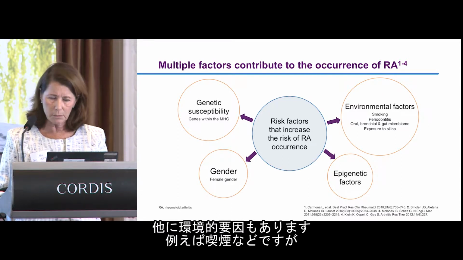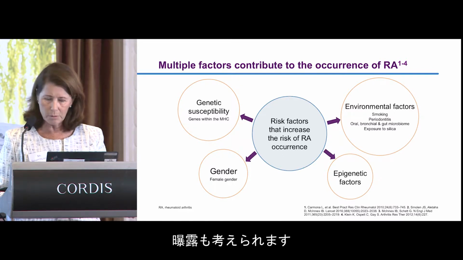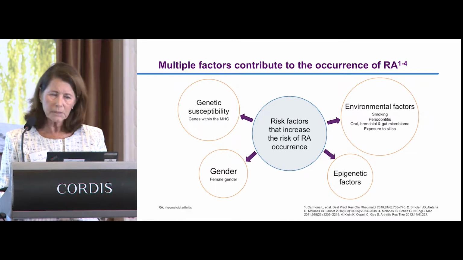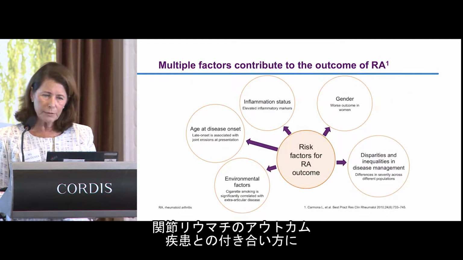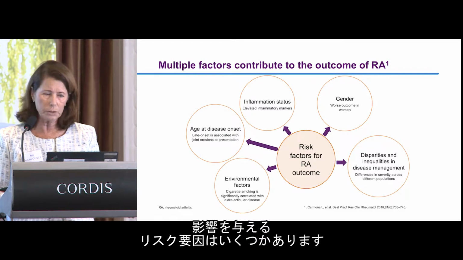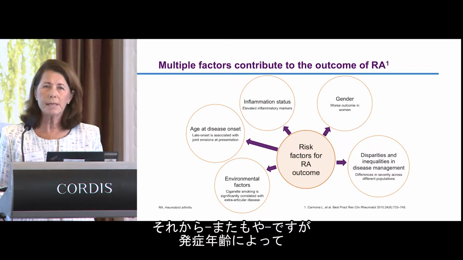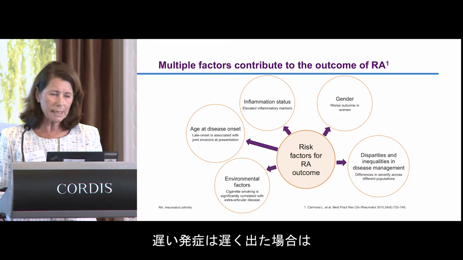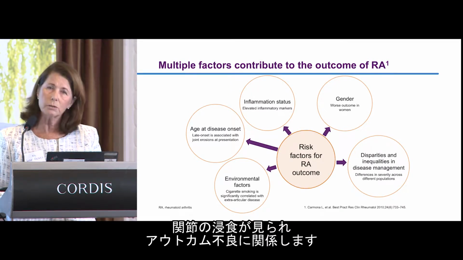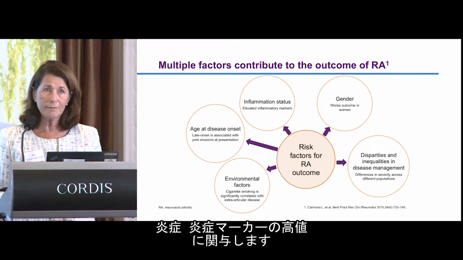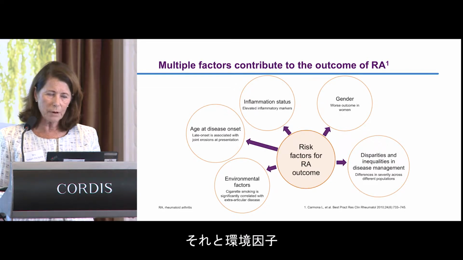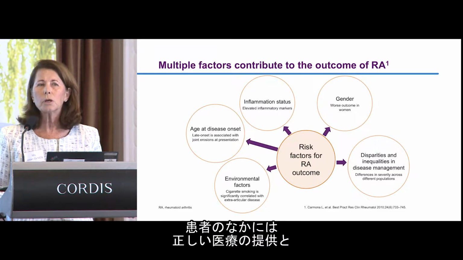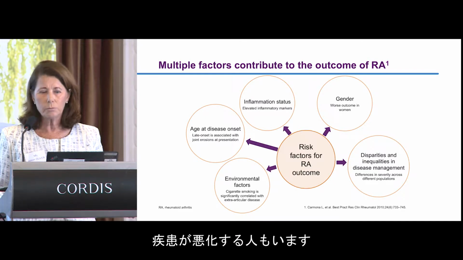And there are other environmental factors that we know do affect the outcome of RA, particularly smoking, for instance, and other exposure to other aspects of harm to you that may change your outcome in RA. And there are multiple risk factors that contribute to the outcome, how well you're going to do with your RA. And then again, the age that you present with RA will define whether you will have such an aggressive disease or not. Late onset, late presentation is associated with joint erosions at presentation, is associated with a poorer outcome. Inflammation and how high the inflammatory markers are, your gender again, which we've talked about, and environmental factors, and of course disparities and inequalities in disease management. And that's key to what we're talking about today.